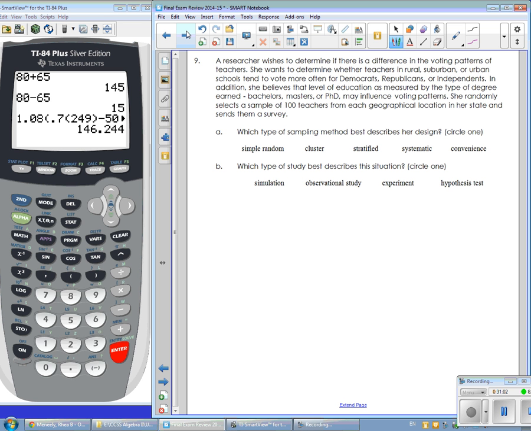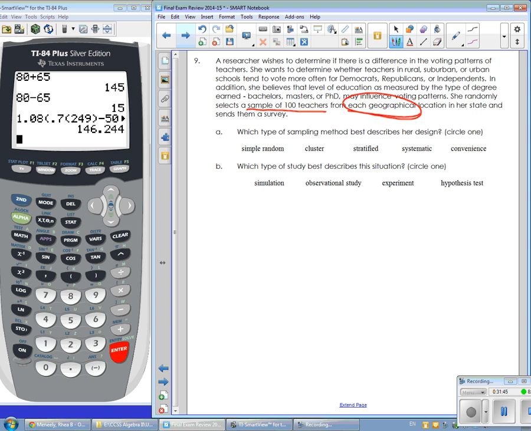All right, in number 9, this gets back into our statistics unit. So number 9 says a researcher wishes to determine if there's a difference in the voting patterns of teachers. She wants to determine whether teachers in rural, suburban, or urban schools tend to vote more often for Democrats, Republicans, or Independents. In addition, she believes that the level of education as measured by the type of degree earned, whether it's a bachelor's, master's, or PhD, may influence the voting patterns. She randomly selects a sample of 100 teachers from each geographical location in her state and sends them a survey. So the first question is asking which type of sampling method best describes her design. Well, notice that she is taking a sample of 100 teachers from each geographical location.